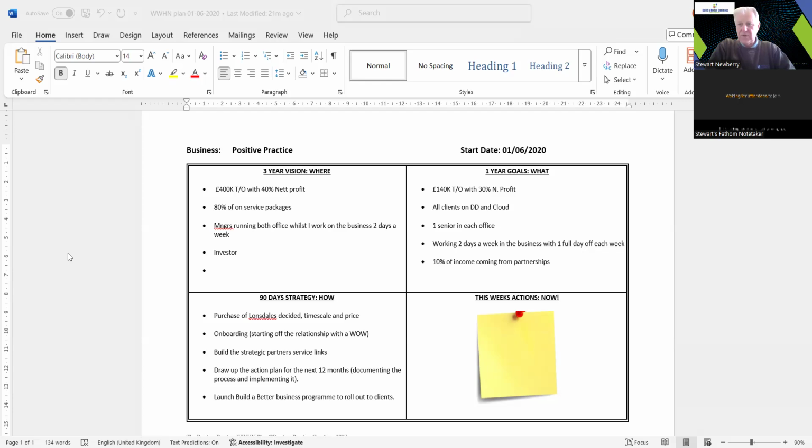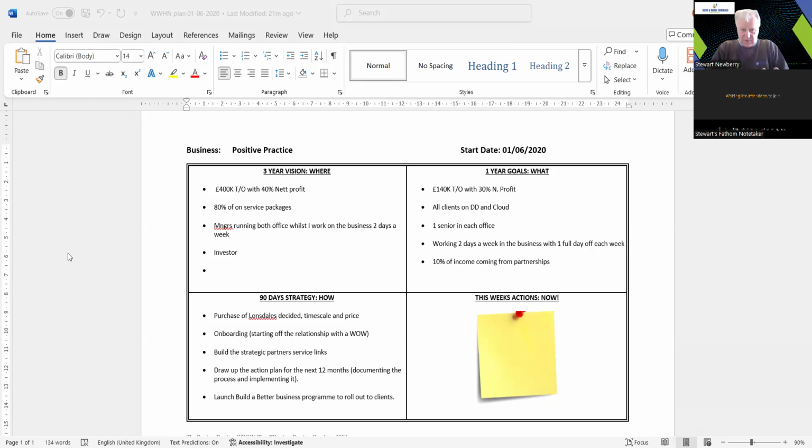A little bit about objectives. An objective really should be SMART: specific, measurable, achievable, relevant, and time bound. So if we take any one of these objectives that we've got on, let's go for the 140k turnover and 30% net profit.